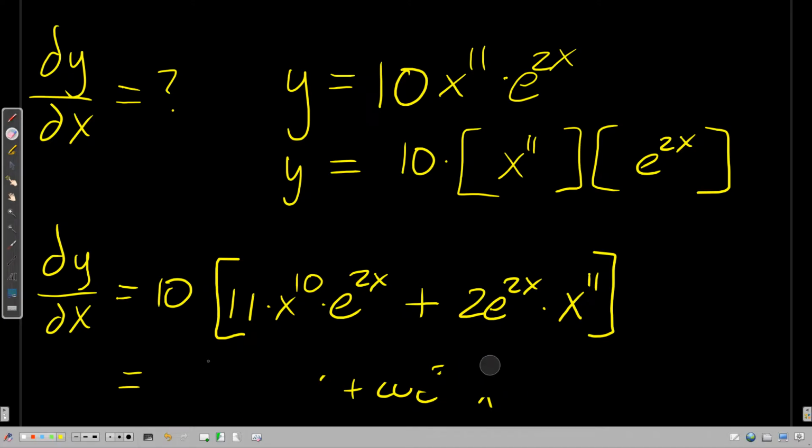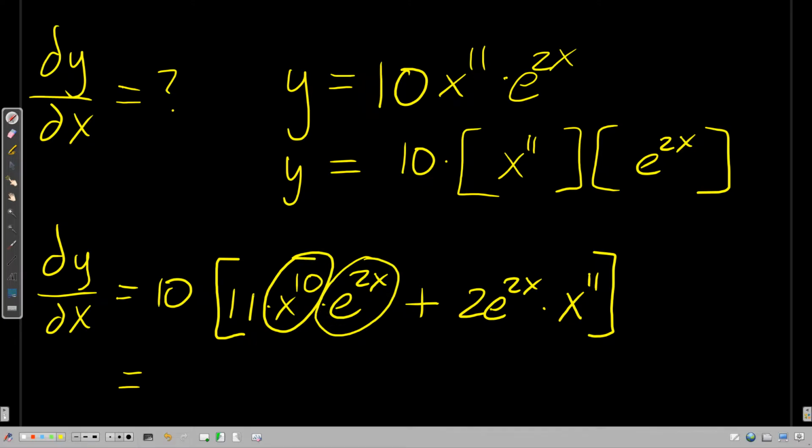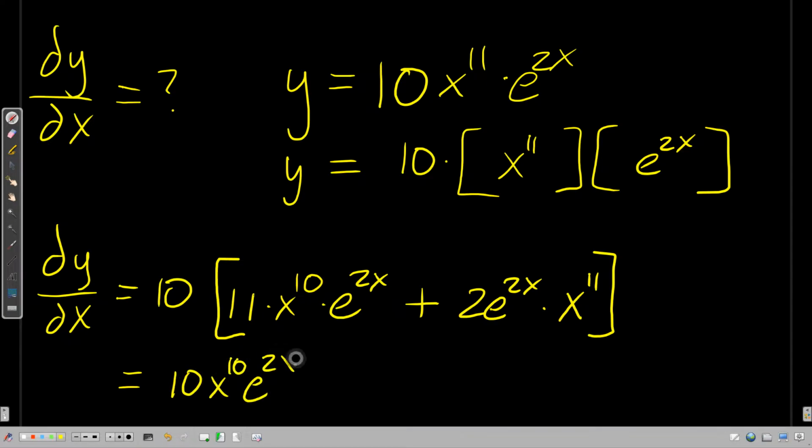If I had to factor it, then you can factor out an x to the 10th e to the 2x. So I would be getting 10x to the 10th e to the 2x, and then the stuff that's left over is 11 plus 2x. Okay, great. I actually prefer it when it's factored, but you should be prepared to see either one.